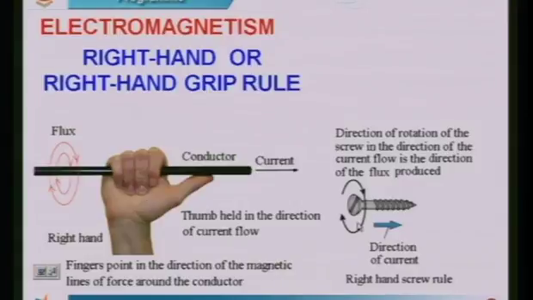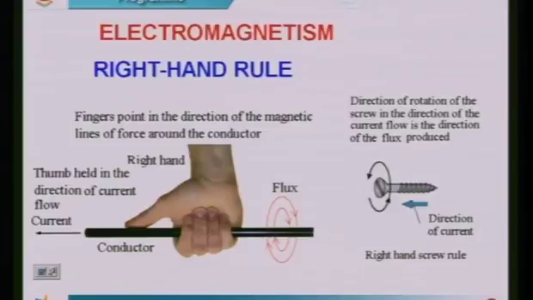The right hand screw can also be considered here. Turn the screw in the direction of the current. The direction of turning gives the direction of the flux. Since it is in this way, you can see the same thing has been shown here. On the other hand, here the current is in the opposite direction and the screw is being rotated in the anticlockwise direction. The screw is coming back, or it is being rotated this way. In that respect, you can see now the direction of the flux is the opposite direction.